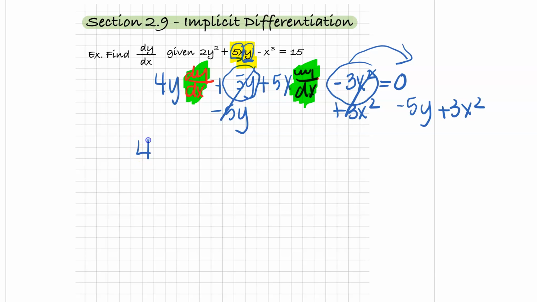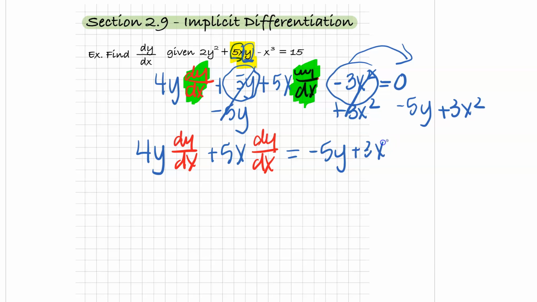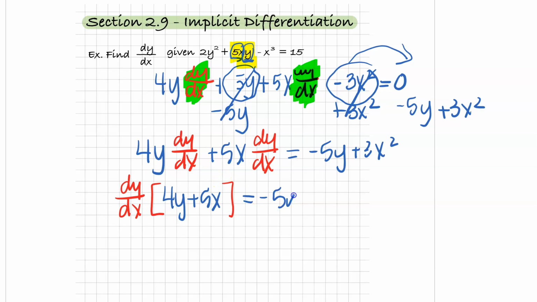And so that gives me 4y dy/dx plus 5x dy/dx equal to negative 5y plus 3x squared. Step 3, factor out a dy/dx. You can see in red I have those two dy/dx's on there, so I'm going to factor that out. So that leaves me with (4y plus 5x) equal to negative 5y plus 3x squared.